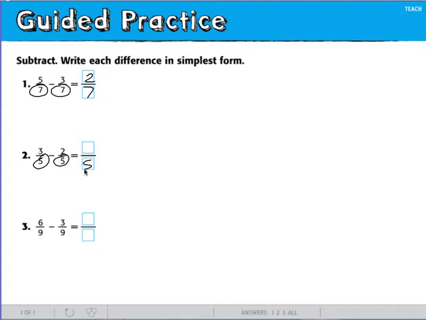The 5s stay the same. 3 subtract 2 is 1. Can we reduce 1/5? No.